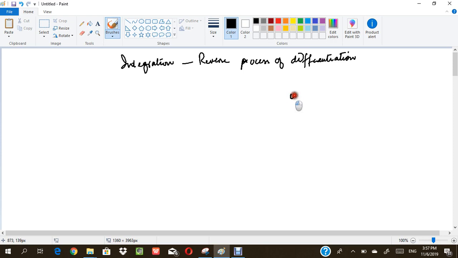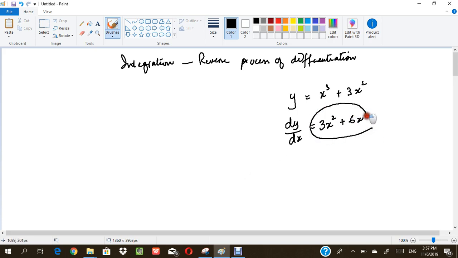For example, if I have a curve y is equal to x cubed add 3x squared, we know that the derivative of this curve would be 3x squared add 6x. I'll call this a derivative or a gradient function. Why? Because if I want to find the numerical value of the gradient at x is equal to 2, all I have to do is plug in x is equal to 2 in this expression, and I'm going to get the value of the gradient of the tangent at the desired point. Now, since integration is the reverse process of differentiation, the raw material for integration is definitely going to be a derivative.